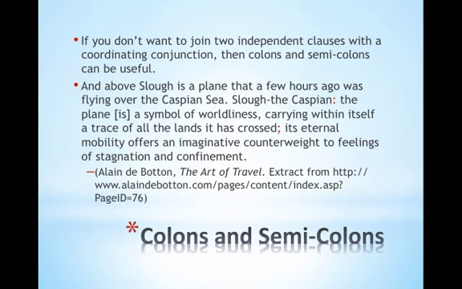So we see the first sentence, and above Slough is a plane that a few hours ago was flying over the Caspian Sea. Slough is a place in London near the airport. So note that the whole sentence starts with an and. You may have teachers who in the past said not to do this. I'm going to tell you it's fine as long as you have an independent clause, but it is subject to personal preference. So if you have a teacher who hates it, don't do it.